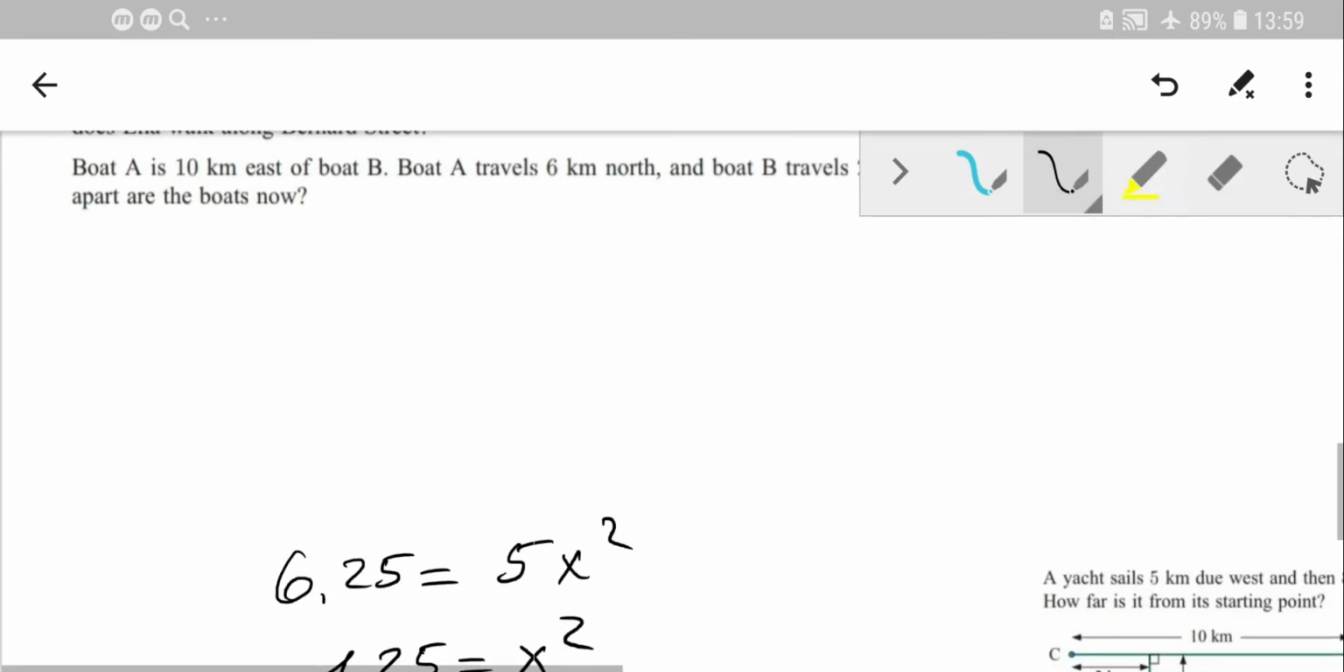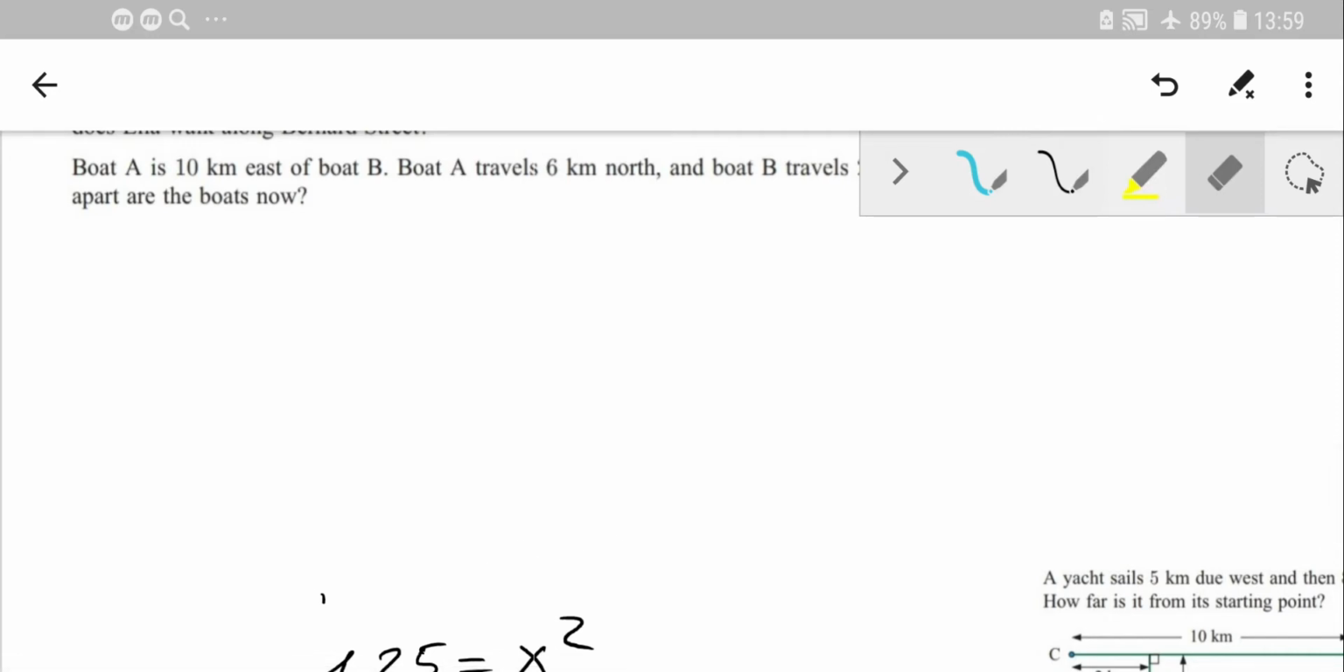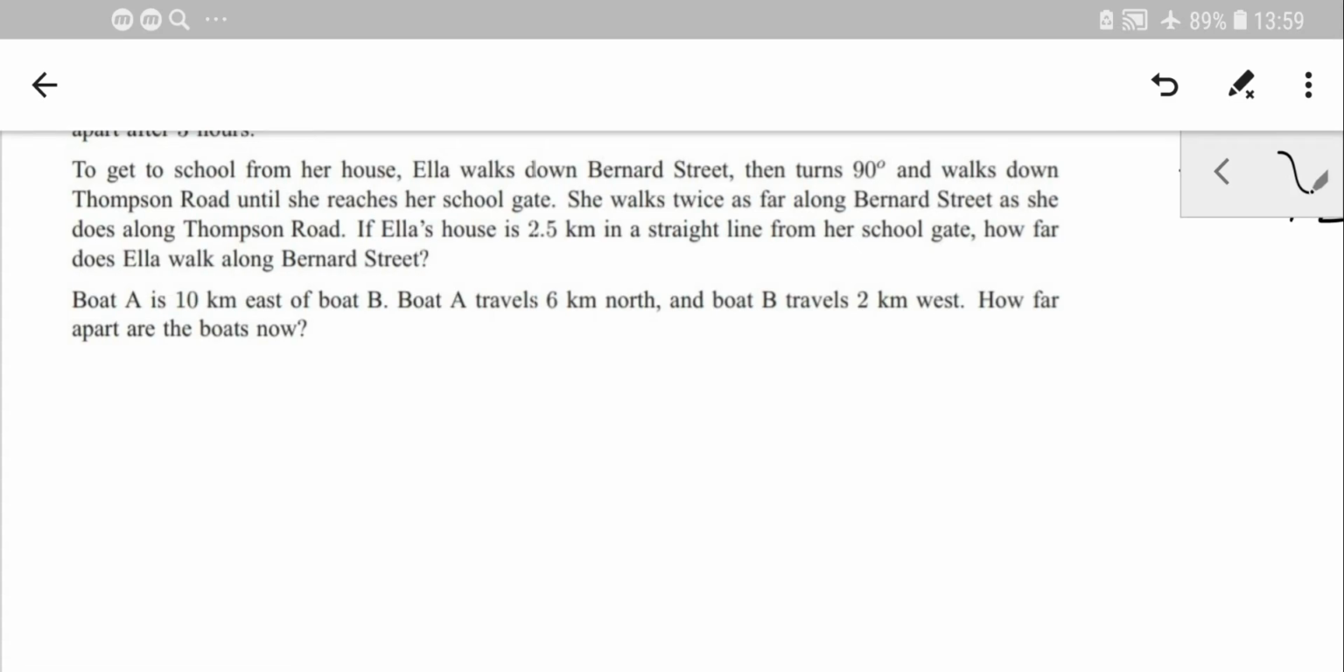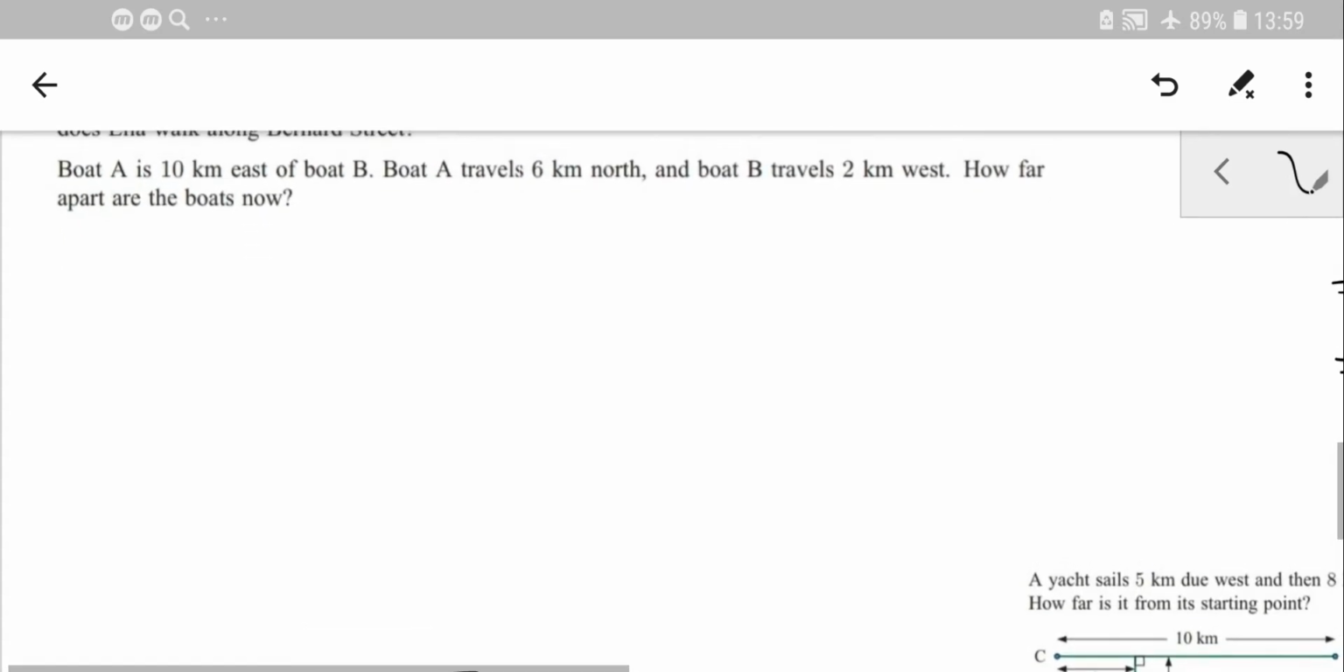Okay, so what we have is two boats. Boat A is 10 km east of boat B. So we got two boats. Boat A travels 6 km north. So that's why we put that as boat A.